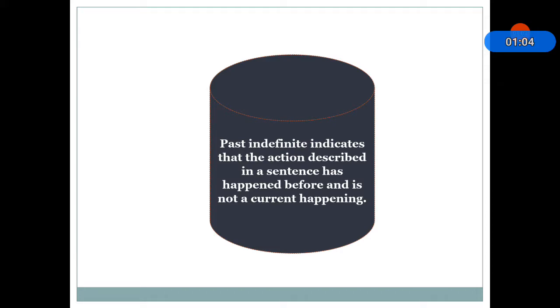Now, what is simple past or past indefinite tense? This tense indicates that the action described in a sentence had happened before and is not a current happening. Example, you can say he bought a pair of shoes yesterday. So here the time signifies that yesterday the shoes were bought. He bought the shoes yesterday.